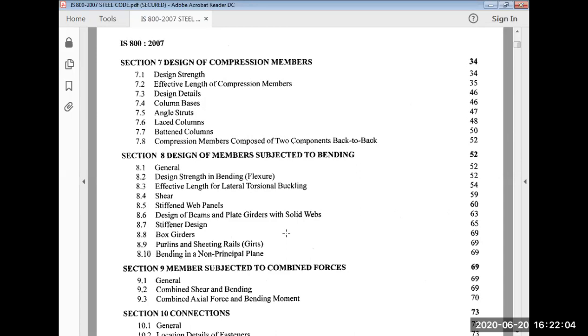Then Section 7, design of compression member, that is our unit number 4. Our syllabus unit number 4 is design of compression member. The design procedure is given in Section 7. What is given? Design strength, effective length, how to calculate the effective length of a member, design details, column base, angles, laced column, batten column. All the properties and formulas required for the design of compression members are given in Section 7.